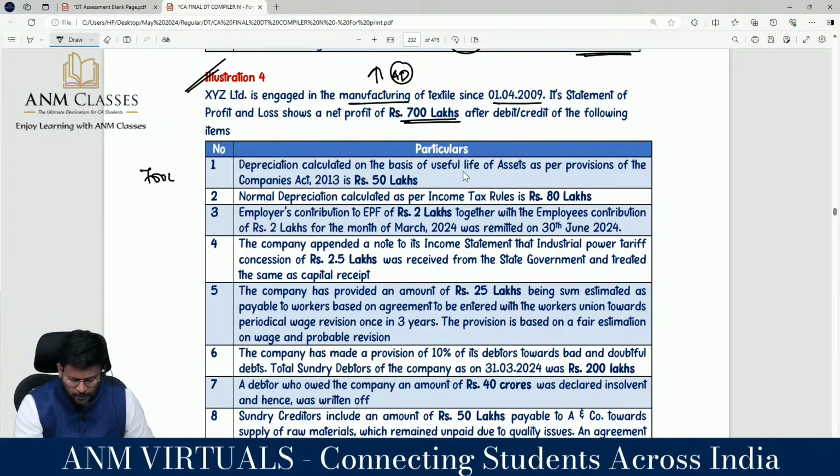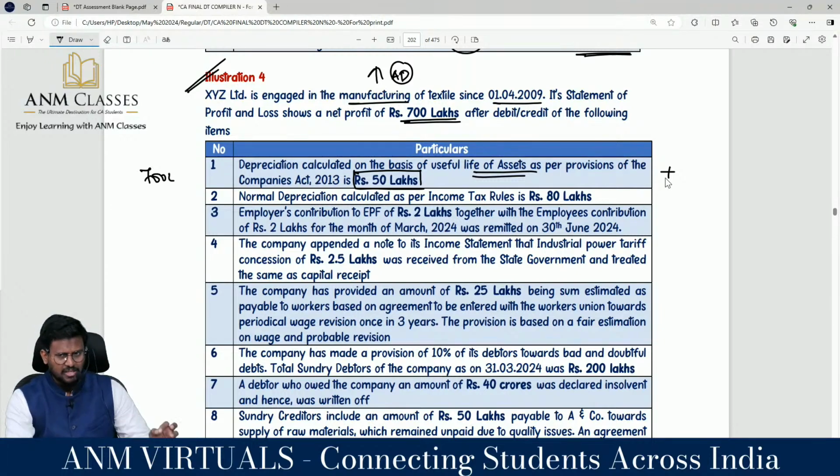Depreciation calculated on the basis of useful life of the asset as per the provisions of the Companies Act is 50 lakh. Be confident and add it back, because only depreciation as per the income tax rules is allowed. So, the company will be calculating depreciation as per the Companies Act.